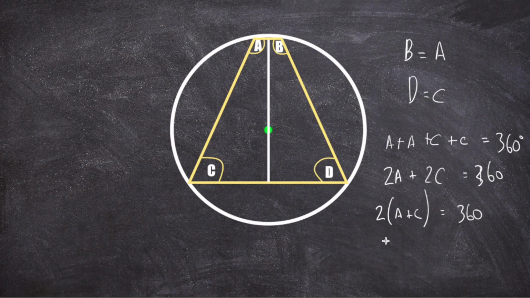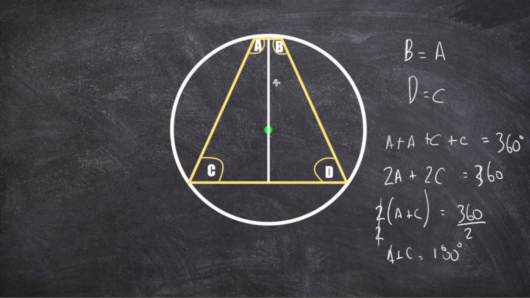And if we divide both sides by 2, these cancel, and that gives us that A plus C equals 180 degrees, which should make sense, right? Because the shape is symmetrical, and A and C are the sum of half the angles in a quadrilateral, in which the sum of all angles is 360 degrees. So A and C should be 180 degrees.